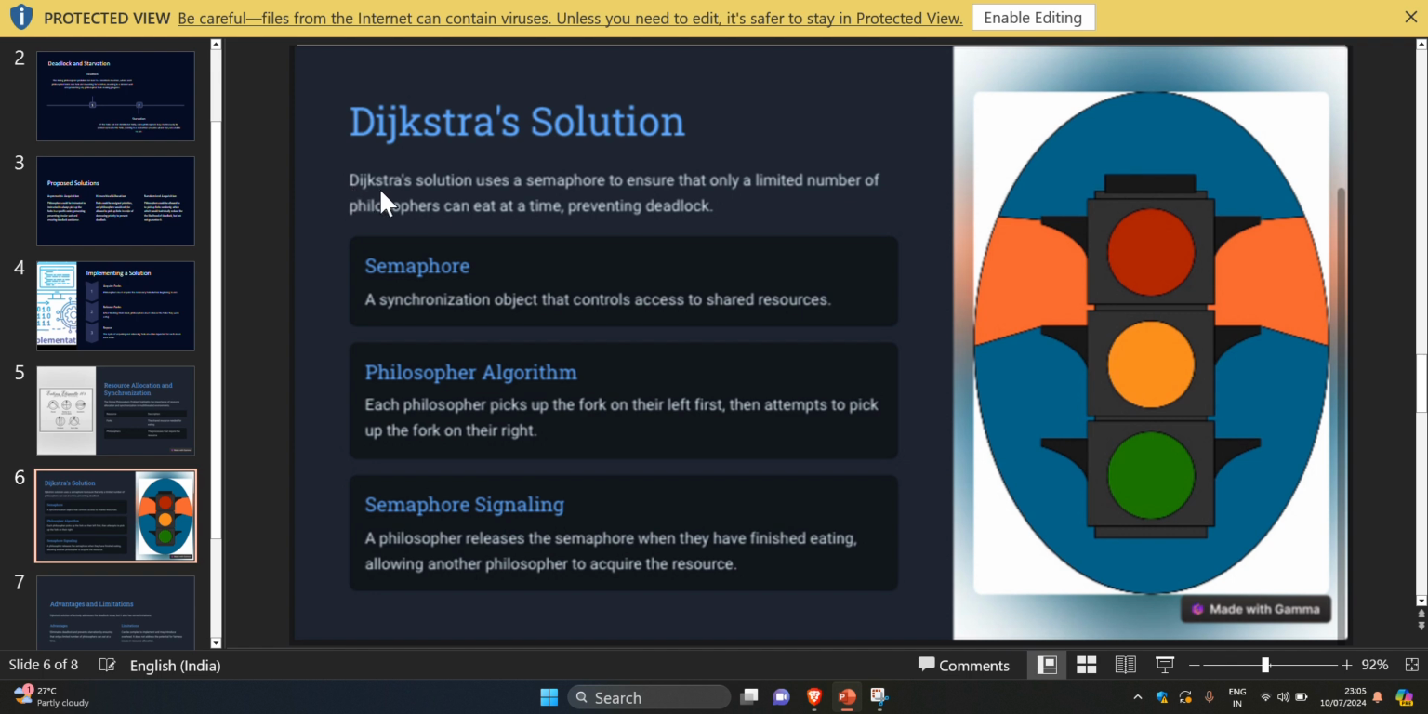This solution uses a semaphore to ensure that only a limited number of philosophers can eat at a time, preventing deadlock. A semaphore is a synchronization object that controls access to shared resources. Philosophers' algorithm: each philosopher picks up the fork on their left first, then attempts to pick up the fork on their right. Semaphore signaling: a philosopher releases the semaphore when they have finished eating, allowing another philosopher to acquire it.